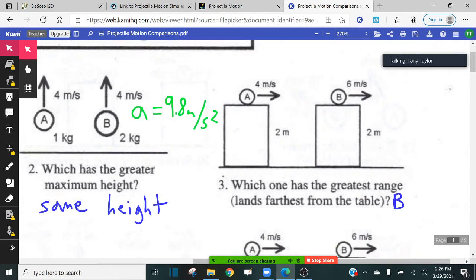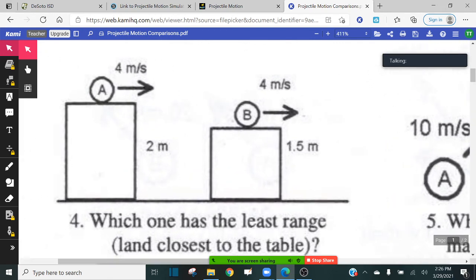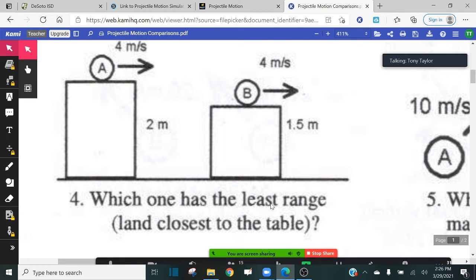And I'm just going to do a few more. Let's look at number 4. Number 4 says we have two objects. They're both launched with the same initial speed of 4 meters per second. However, ball A is launched from a higher height than ball B. Which one has the least range, A or B? So, in other words, which one is going to land closest to the table, ball A or ball B?